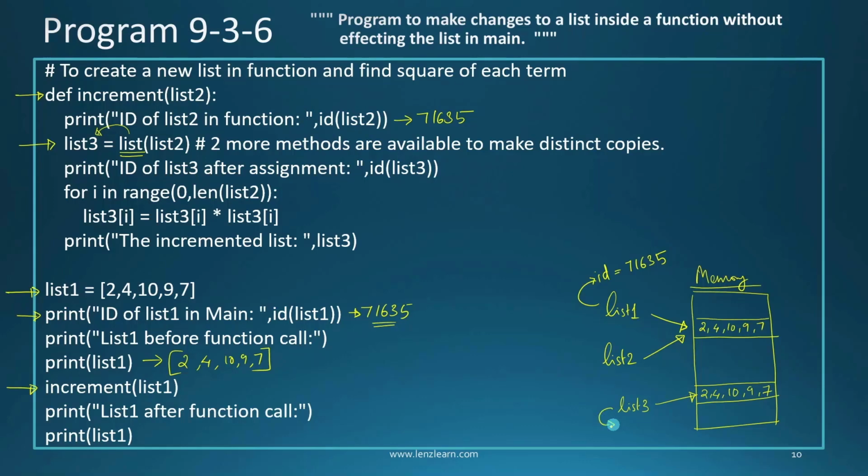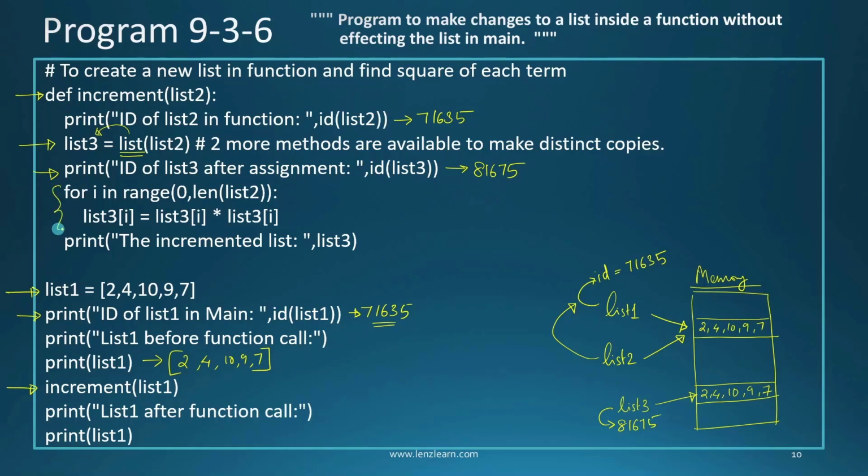Now the ID of this list 3 will be different from list 2 and list 1, right? Because it is pointing to a different memory location. So now maybe the ID is 81675. So now next statement, I'm trying to print the ID of list 3. So here it will print 81675, a different ID when compared to list 1 and list 2.